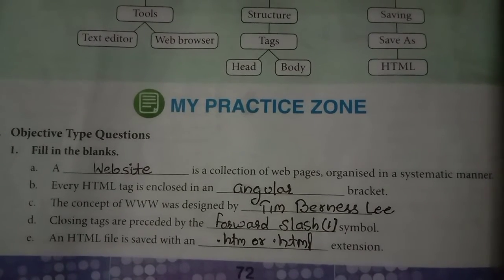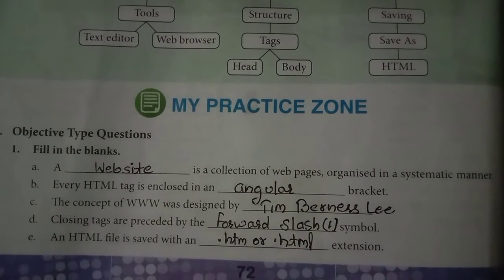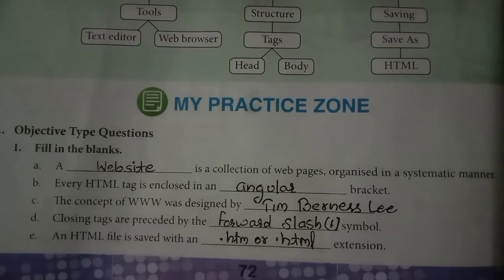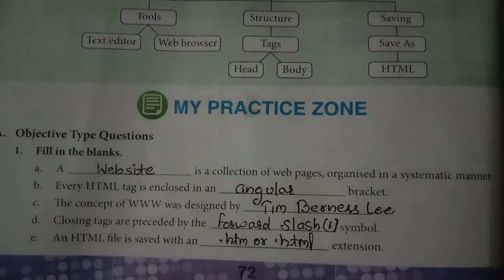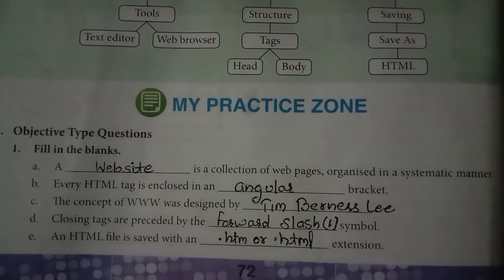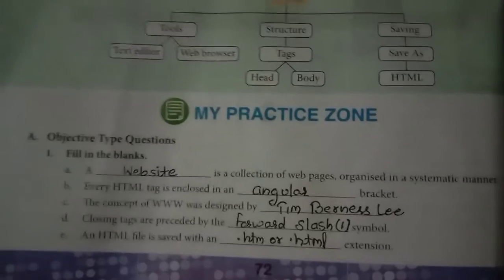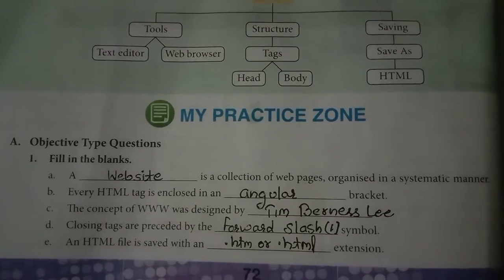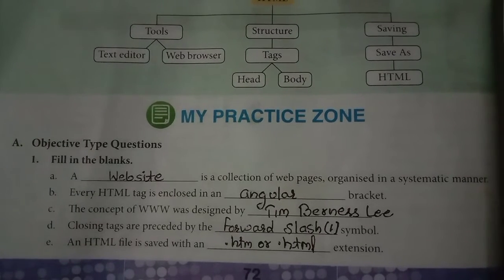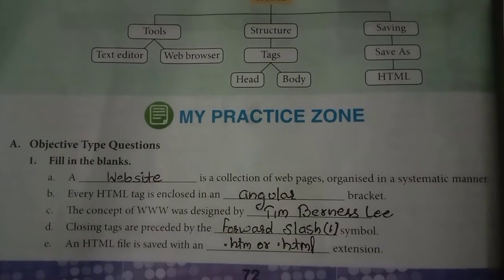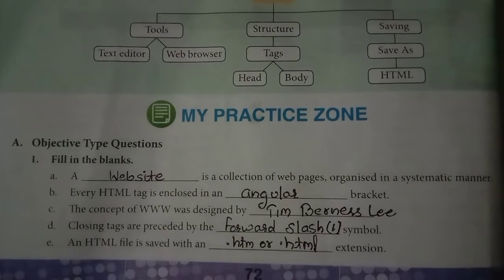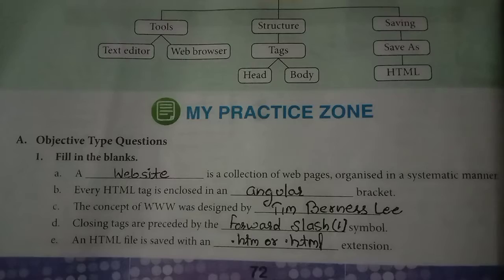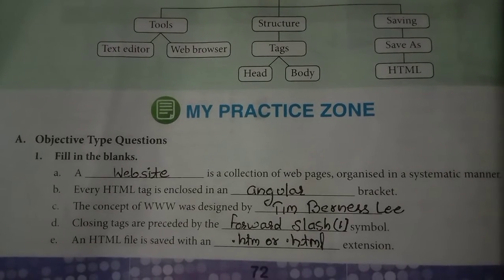A dash is a collection of web pages organized in a systematic manner. Which is a collection of web pages? Website. All of you know that. I believe all of you heard so many times that website is a collection of web pages. And the second one, the HTML tag is enclosed in an angular bracket. All of you know that the smaller than and greater than sign is called angular brackets whenever they are written both at the same time, right? They are called angular brackets.